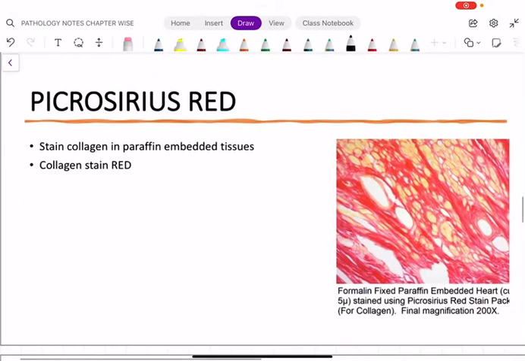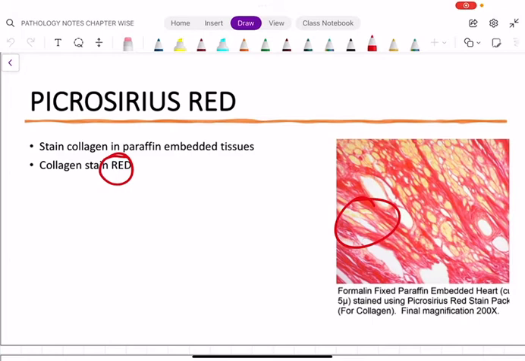Then we have another one, we call it picrosirius red. Okay, this is again the third stain. So for collagen, there are around 4 to 5 stains. The first one we discussed was Masson trichrome, where collagen is blue. We have Gomori trichrome, where collagen is green. We have picrosirius red. As the name indicates, the collagen, as you can see here, is red in color. Collagen stains red in picrosirius red.